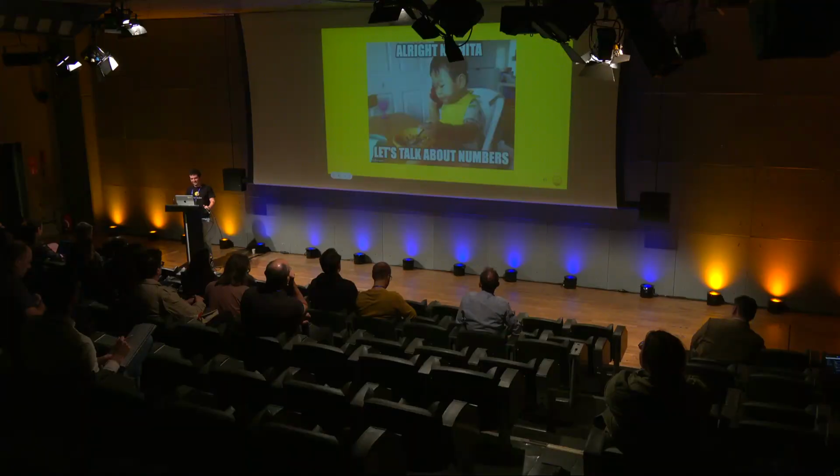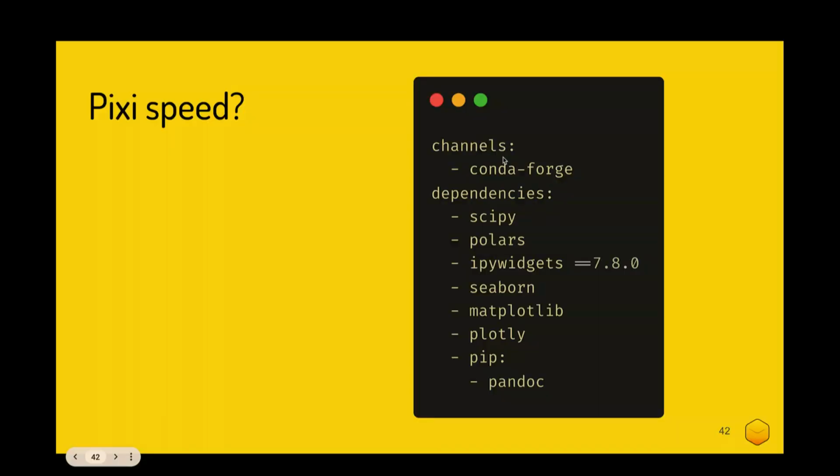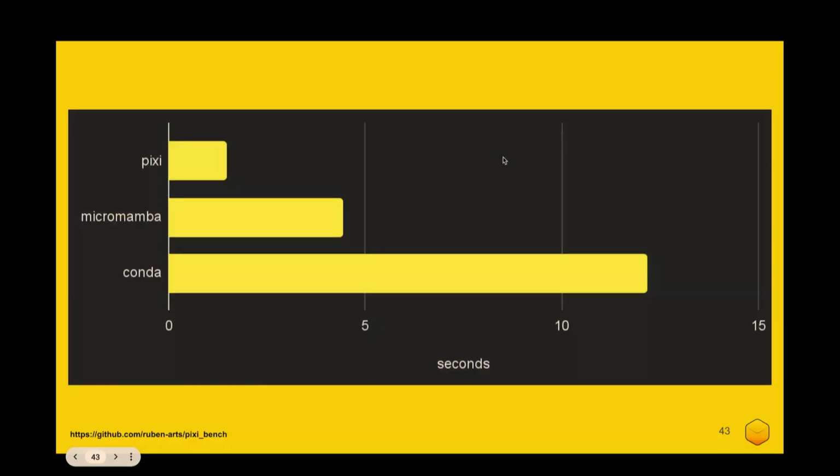I'm always saying that it's blazingly fast, and I think you're curious to take a look at the real numbers and how fast we are compared to other tools. So we will take a small environment, and as an example, the libraries you would usually use for your project. Here we have matplotlib, seaborn, polars, scipy and others. And these are the results of our benchmark. You can see from the numbers that we are 10 times faster than Conda and 3 times faster than Micromamba.